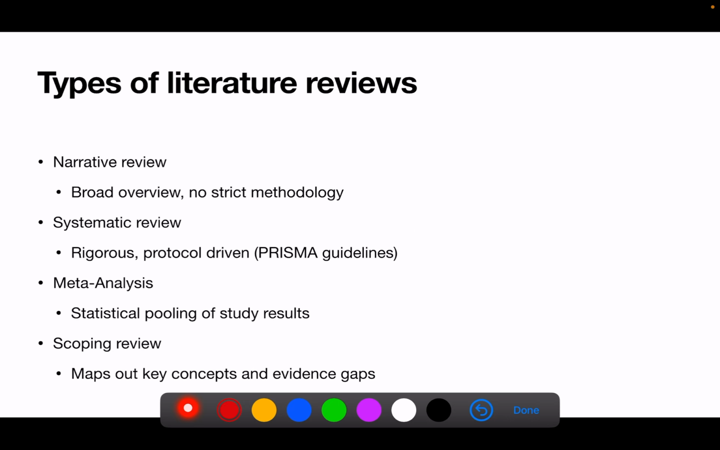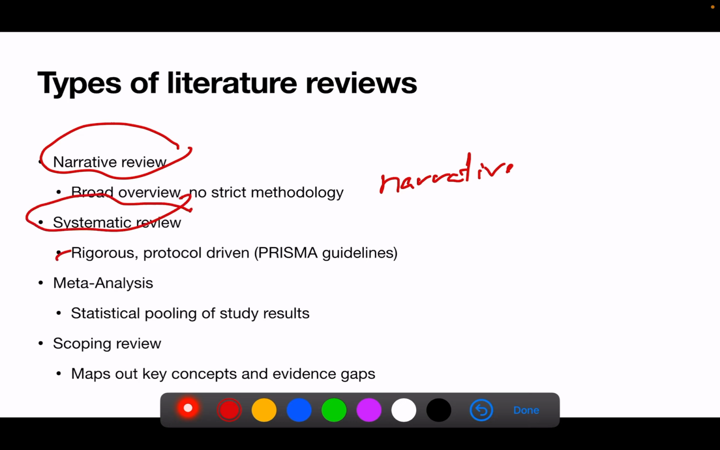So narrative review. This has broad overview and no strict methodology. Essentially, this is a narrative, which means storytelling. You are basically narrating the similarities and differences between different studies without any regard for any particular protocol or methodology in this review. A systematic review, on the other hand, is rigorous and protocol driven.